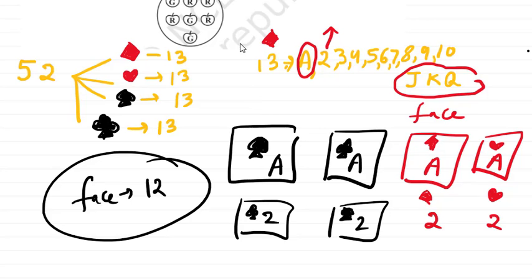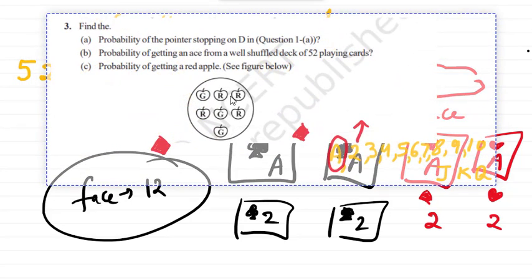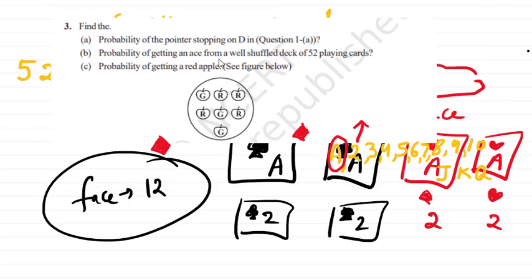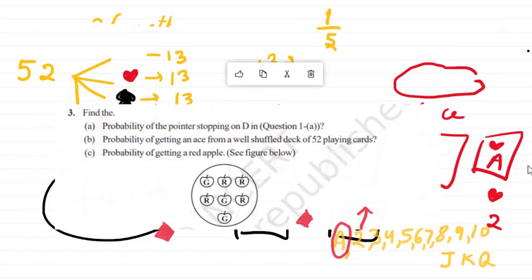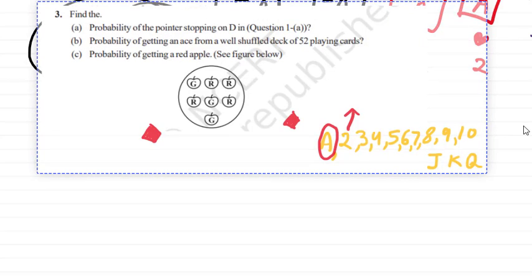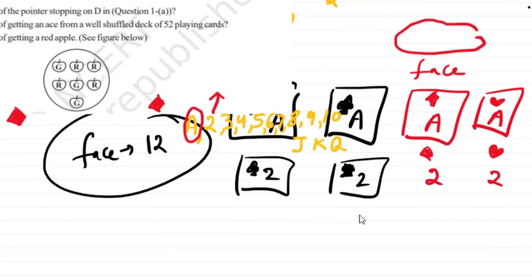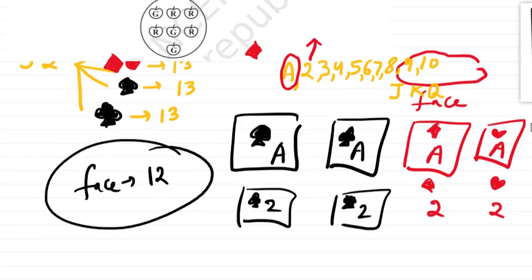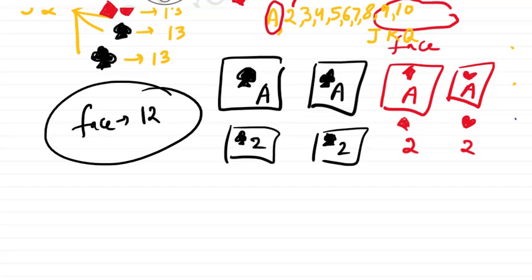Now here the question is, let me show you the question. Find the probability of getting an ace from a well shuffled deck of 52 cards. So you need the probability of an ace. As you know, how many aces are there? We have 4 aces in the well shuffled deck of cards. It is not specifying which color you want, so you can get any of these.